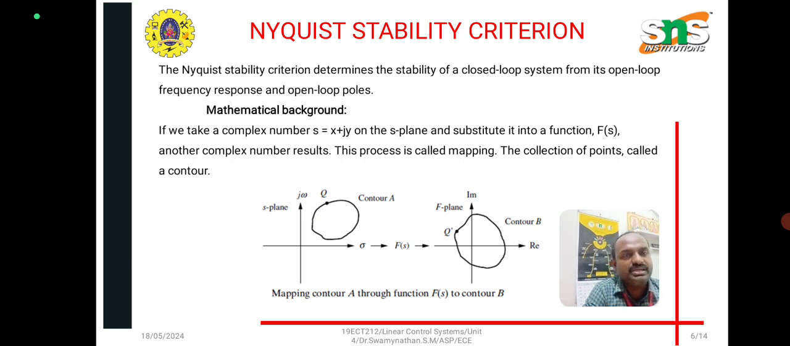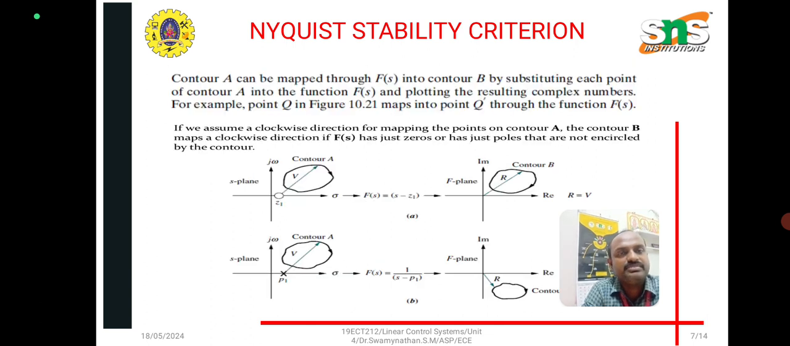So mathematically, you make this contour, that is s equal to x plus jy, and substitute it into f of s, that is mapping. So mapping the contour A through the function f of s to contour B. The S plane has sigma and j omega, where q is the contour A, and contour B is given. So q is mapped to q dash in the f plane, with the real axis and the imaginary axis.